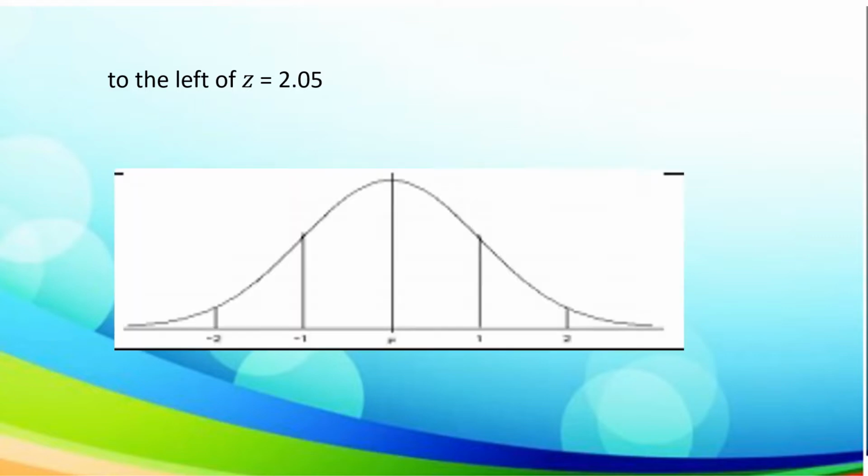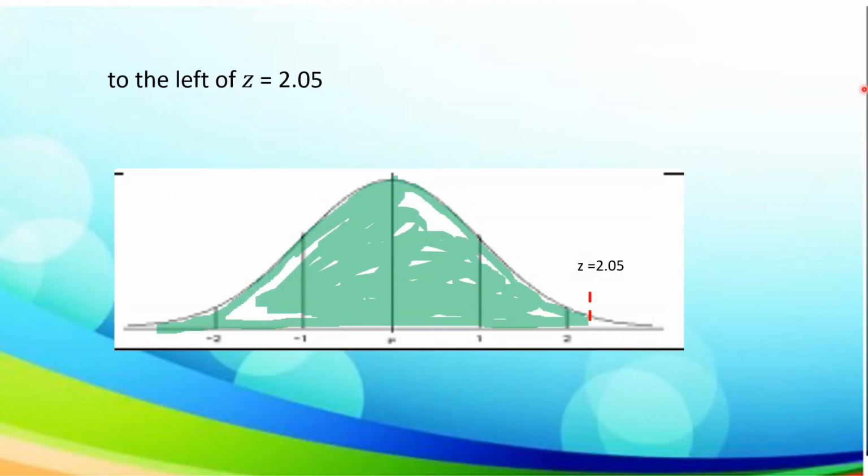Now, let us try this. To the left of z equals 2.05. Now, let us use the standard normal curve and then locate the given value of 2.05. After that, let us analyze the given. The given problem refers to the left of z, which is 2.05. So, the given area is this. Now, let us shade it. And the remaining area is colored red.